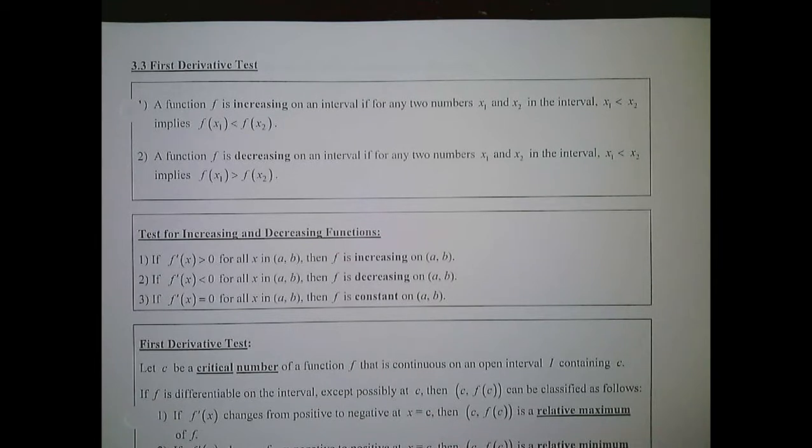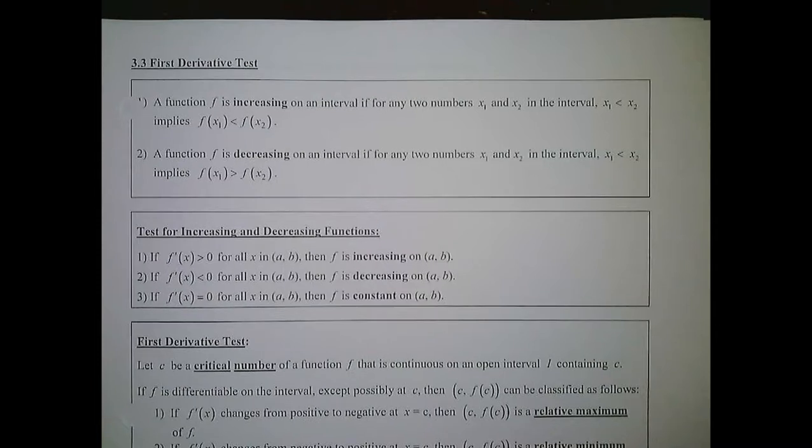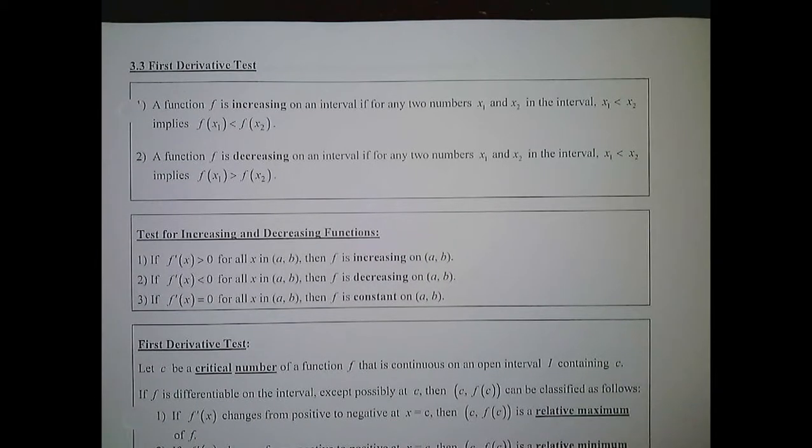Okay, so previously we had discussed methods that we could use to help us find the absolute extrema of a function on a closed interval. And we said that an absolute extrema can only occur in one of two places. It either has to occur at a critical number or it has to occur at one of the endpoints.